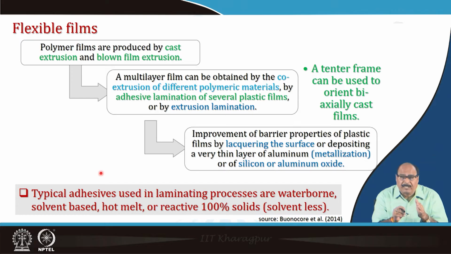Improvement of various properties, barrier properties as I told you, of the plastic film is possible by lacquering the surface or depositing a very thin layer of aluminum, that is metallized polyester, metallized polythene, etc., which are used. So, on the plastic film a thin layer of aluminum, or of silicon or aluminum oxide, is even sometimes applied to improve its printability on one layer, and even a paper layer is also co-extruded. So, typical adhesives used in laminating processes are water-borne, solvent-based, hot melt, or reactive 100% solids, which are solventless.